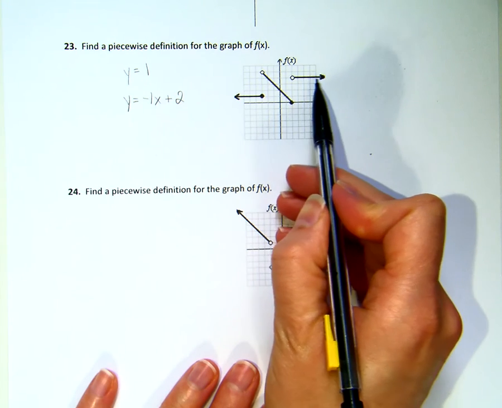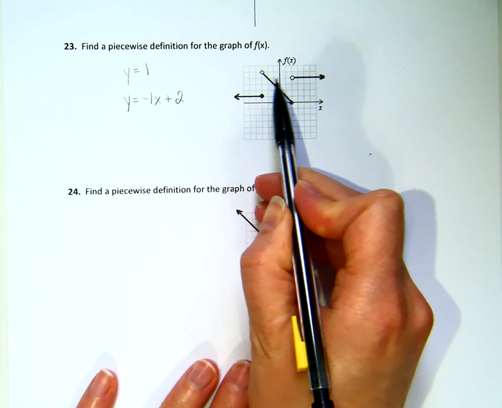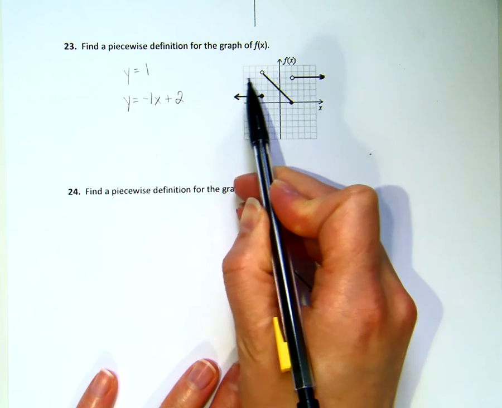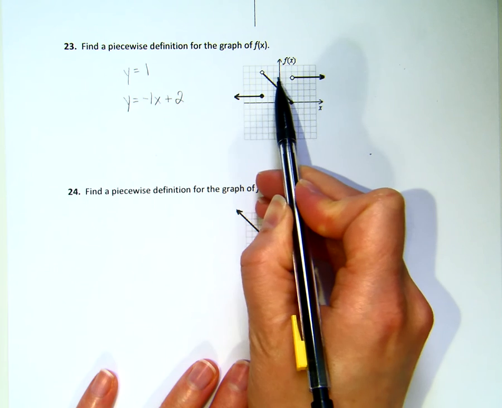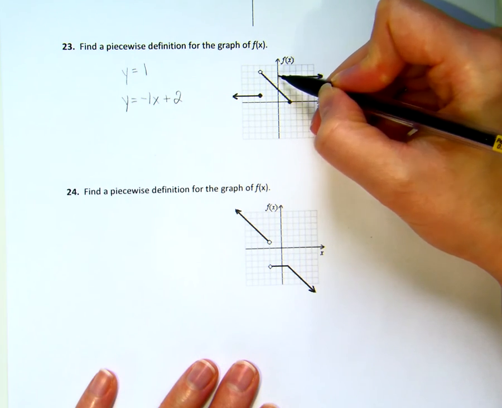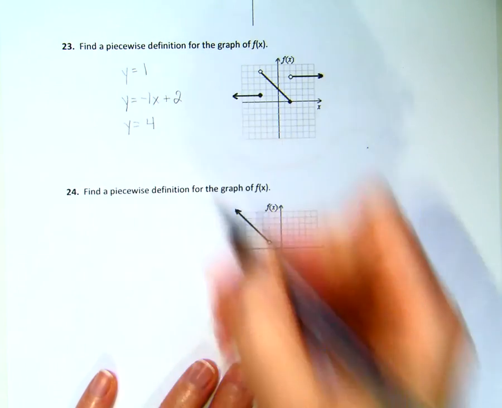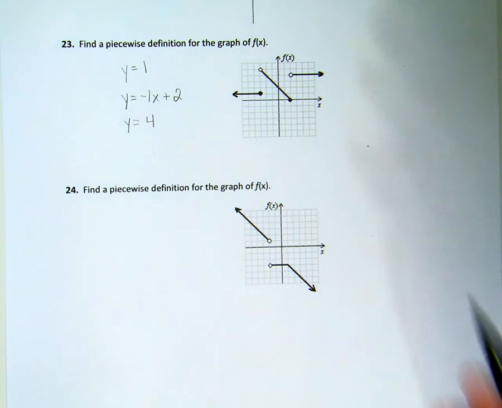The last piece is again a horizontal line. If I considered how this would look if I continued, it would cross the y-axis right here. So let's count up. 1, 2, 3, 4, at a y value of 4. So our constant for the horizontal line over here is y equals 4.